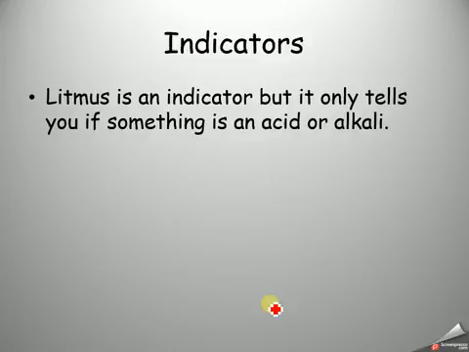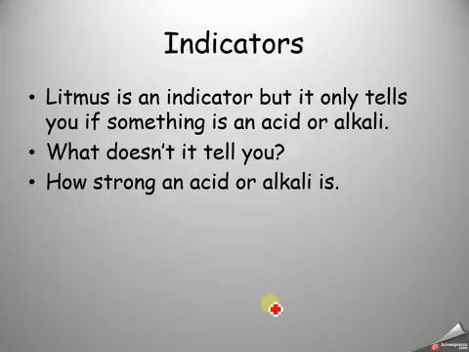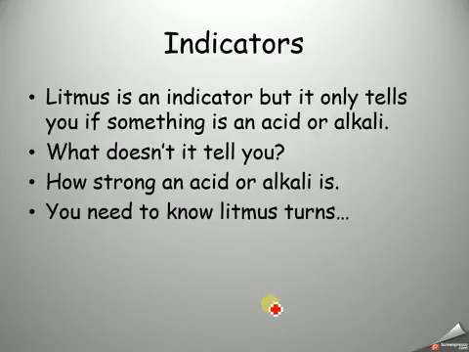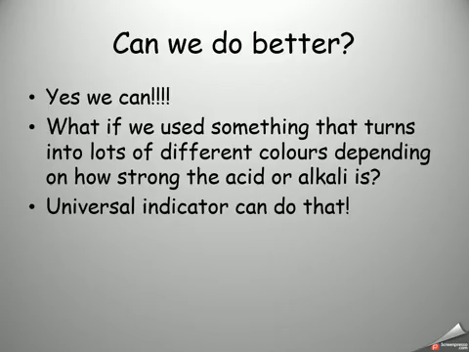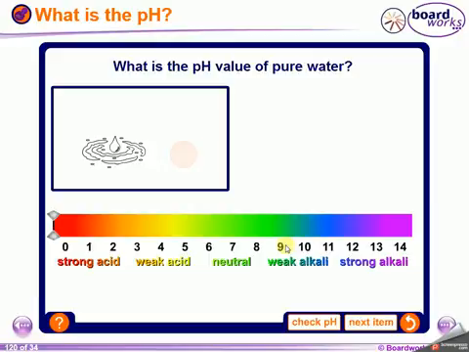Okay, now, litmus is an indicator, but it only tells you if something is acid or alkali. It doesn't tell you how strong an acid or how strong an alkali something is. But you need to know that litmus turns red in an acid. Okay, this is litmus paper, and it turns blue in an alkali. Yeah, can you see that? That is litmus. Red in an acid, blue in an alkali. But it only turns those two colours. No good, huh? Okay, we need something that can turn lots of different colours to tell us exactly what pH something is. And universal indicators can do that.